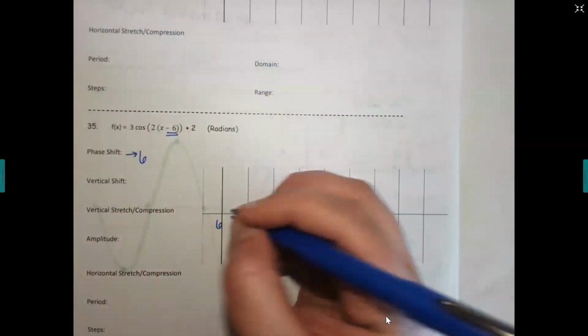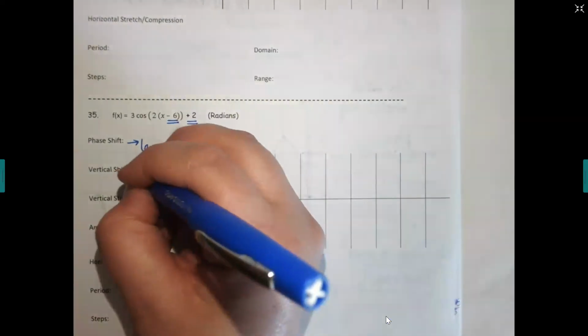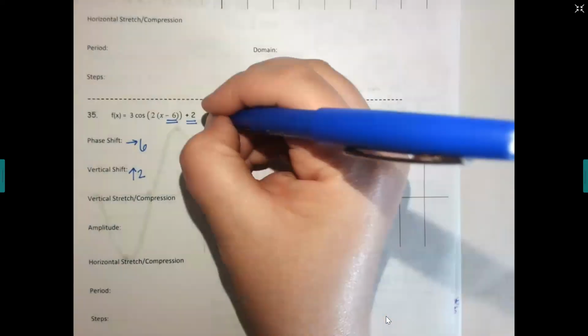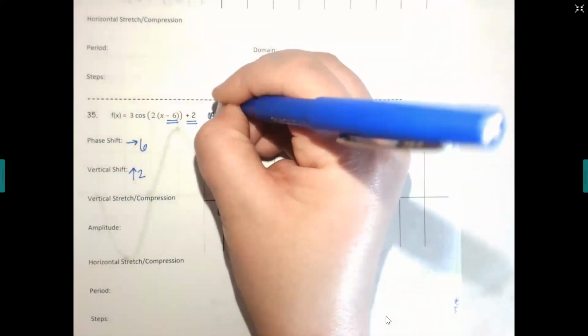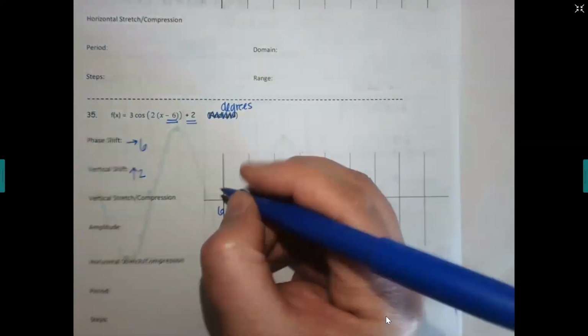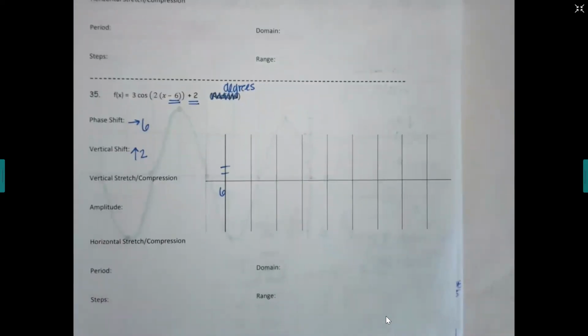Okay, first thing that I noticed is I have a -6 in parentheses. That means I'm really going to go to the right 6. So this is going to be a 6 here. Okay, the +2, I'm going to shift up 2. And then it does say radians here, but on your exam, it's in degrees. So I'm going to just change that so we don't have to worry about it. So up 2. So I went over to +6 and up 2.